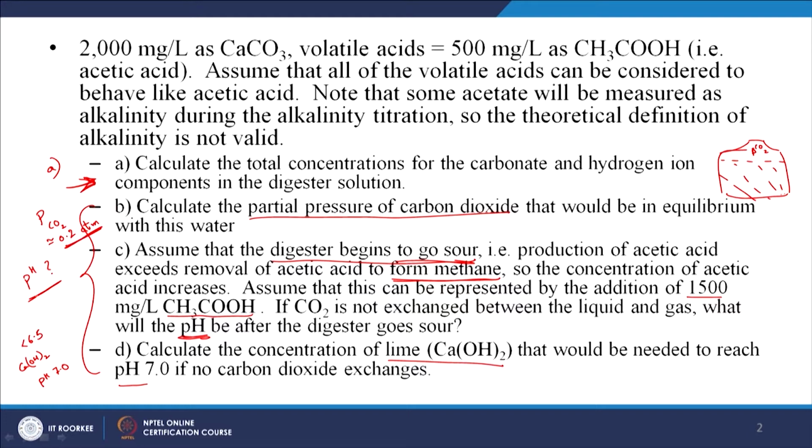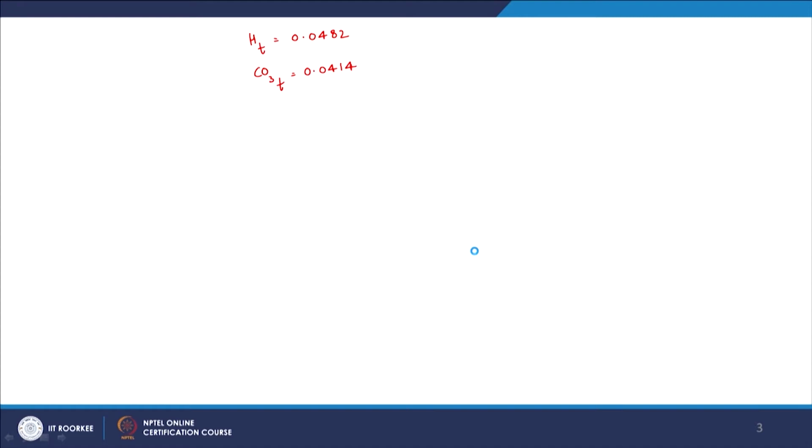And now we move on to estimating the pH if the digester begins to go sour, right. So, let us look at what we have here, and these are the values of H total and CO3 total from part A, right, part A.